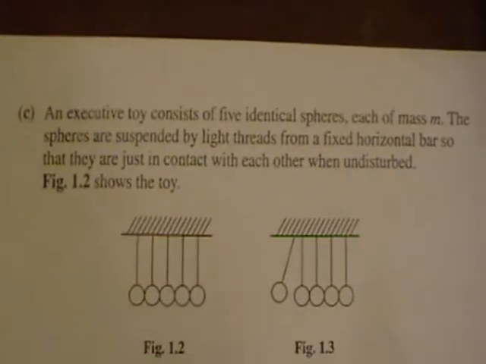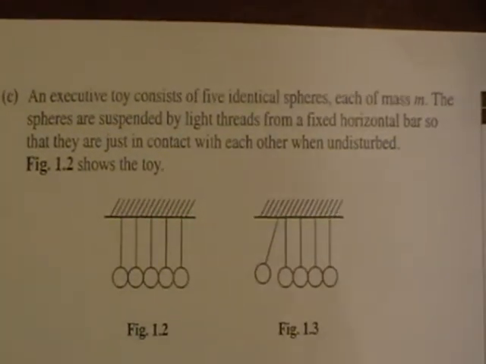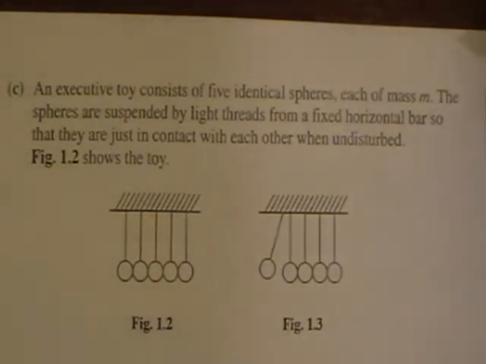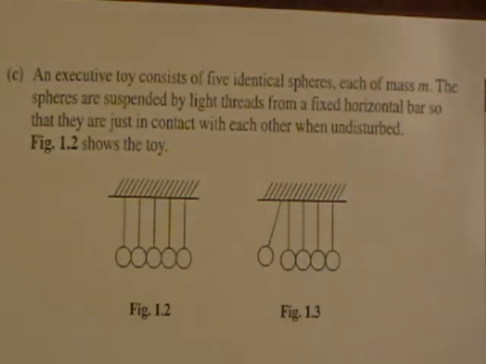Part C. An executive toy, and you'll recognise this as Newton's cradle, consists of 5 identical spheres, each one of mass m. The spheres are suspended by light threads from a fixed horizontal bar so that they are just in contact with each other when undisturbed. Figure 1.2 shows the toy.